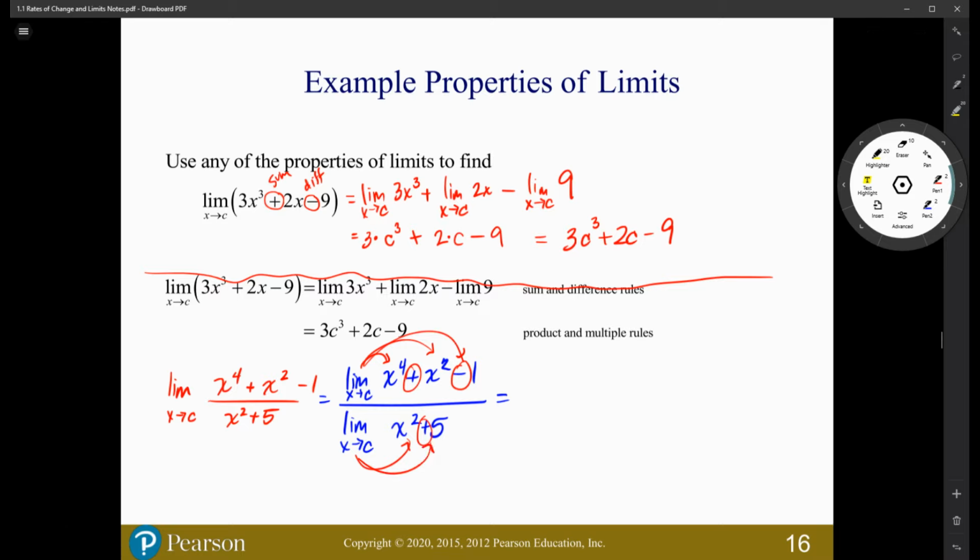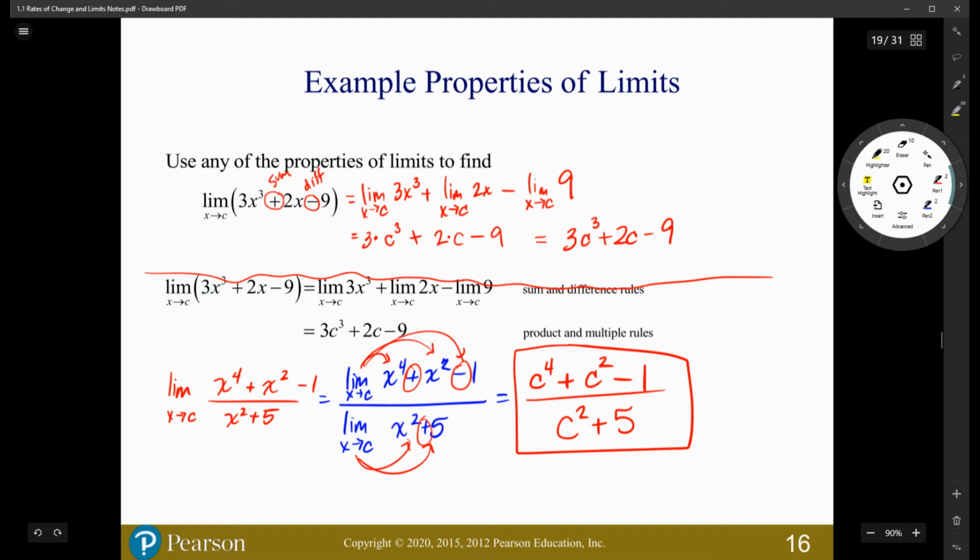And we can think of this either as the power rule or as a product rule, x times x times x times x. So that is going to give us a c to the fourth plus a c squared minus, our limit of a constant is the constant, so that's 1. And then the limit as x approaches c of x squared will be a c squared, and the limit of a constant is the constant, so that's 5. And we have an answer there. All right.